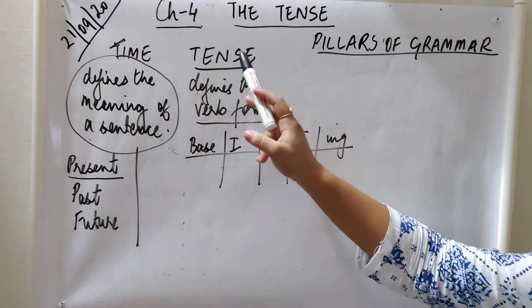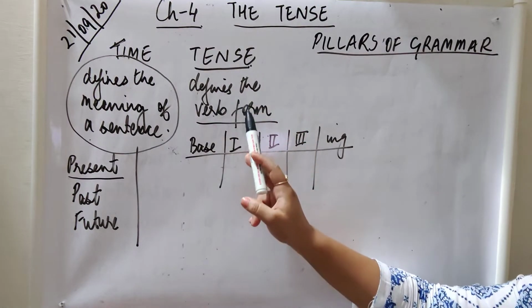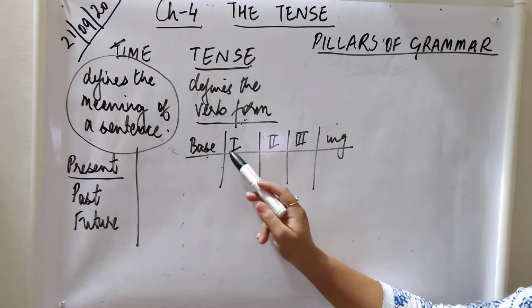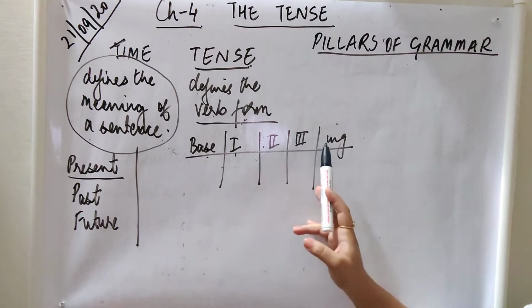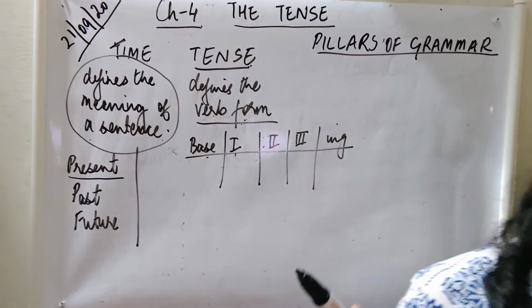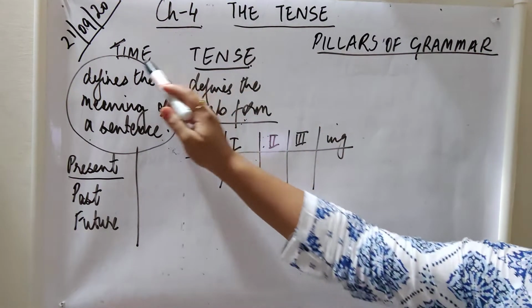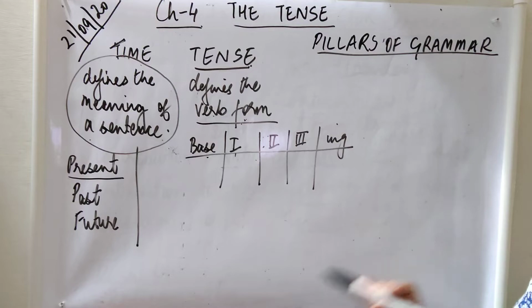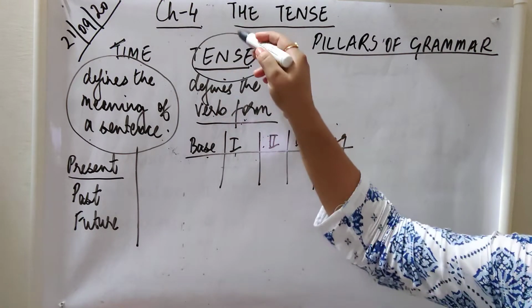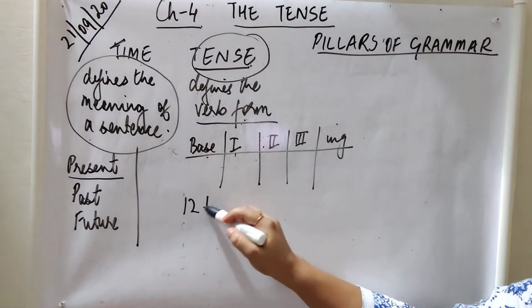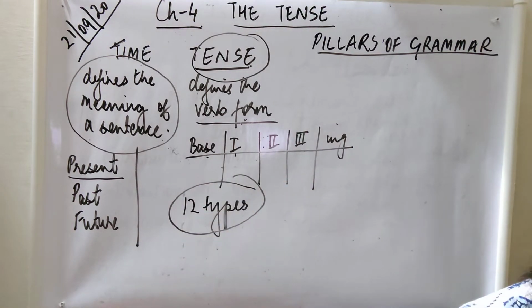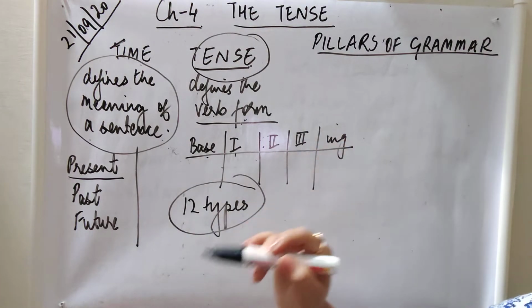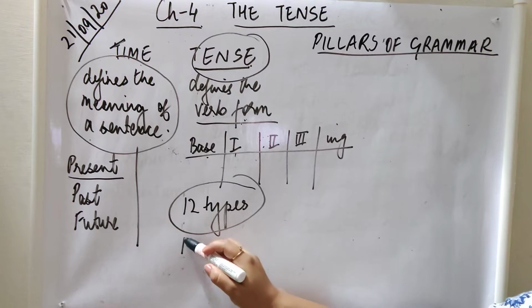Whereas when we talk about the tense, we are defining the verb form. Which form of the verb are we using? The first form, the second form, or the ing form? So that is the difference between time and tense. Now tenses are of 12 types. These 12 types I am going to discuss in the next chapter.